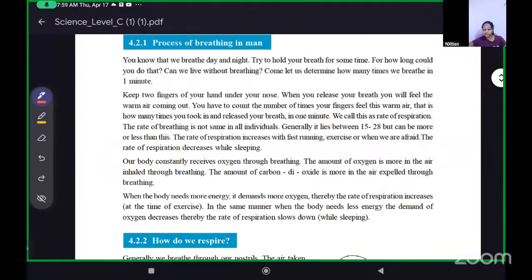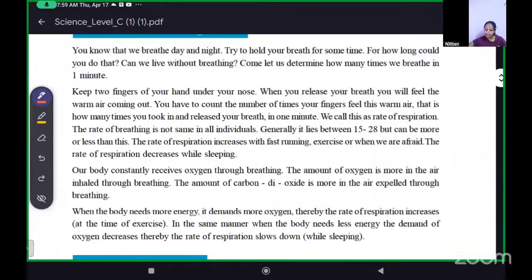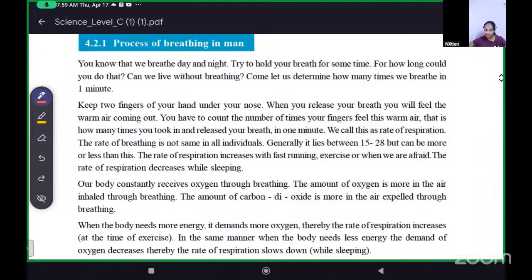Now, keep two fingers of your hand under your nose. When you release your breath, you will feel the warm air coming out. You have to count the number of times your fingers feel this warm air. That is how many times you took in and released your breath in 1 minute. This is known as the rate of respiration.